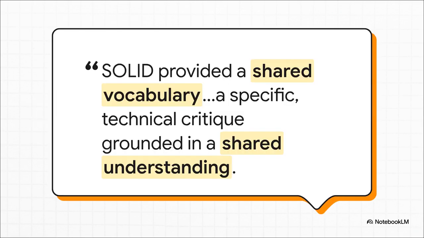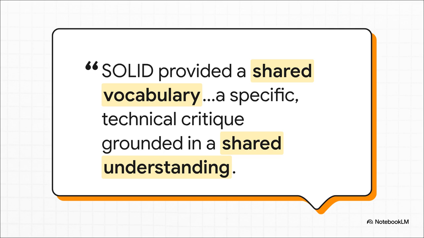And this is a really important point. Before Solid gave us this language, how did we talk about bad code? It was all kind of vague, right? Someone might say a piece of code just feels messy, or it's confusing. But what does that even mean? Solid changed the game by giving us a shared, technical vocabulary. Now you can point to a class and say, hey, this violates the single responsibility principle. And boom, everyone on the team knows exactly what you're talking about and what needs to be fixed.